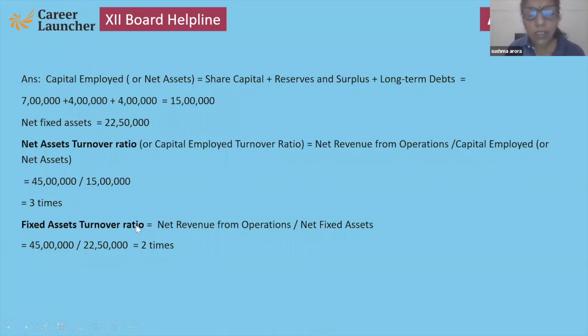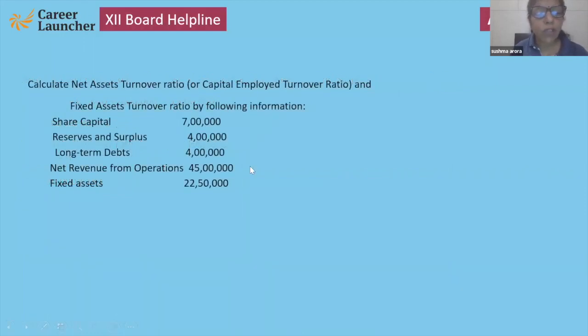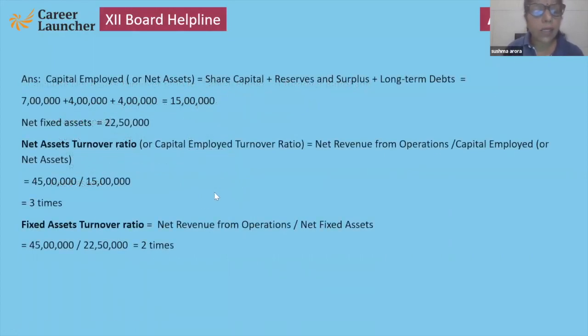Now fixed asset turnover ratio, net revenue from operation upon net fixed asset. Please don't forget to learn these formulas. Everything is given in the question, but you have to put it in the right place. Fixed asset turnover ratio, net RFO upon net fixed asset. See this question? Net RFO is given, net fixed asset is given. You have to just put the formula and give the answer in times.